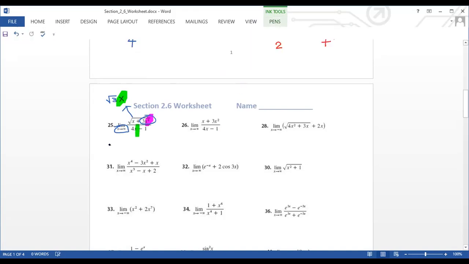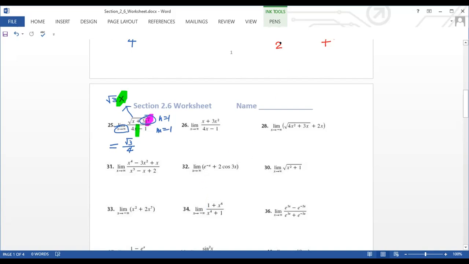So here n is equal to 1, m is equal to 1, right? So what is the limit here? The limit is the square root of 3 over 4. So those are pretty easy.